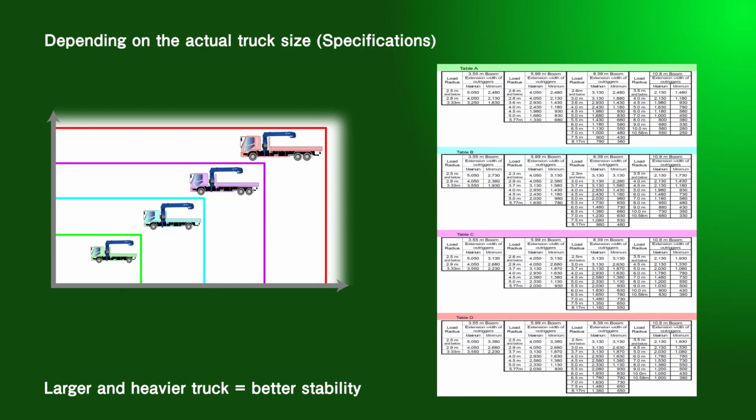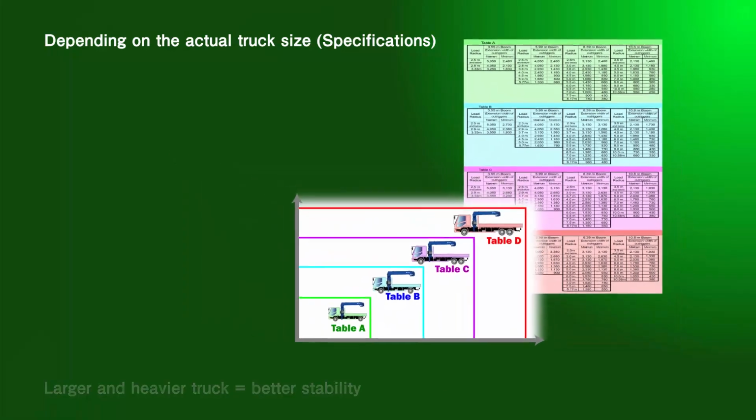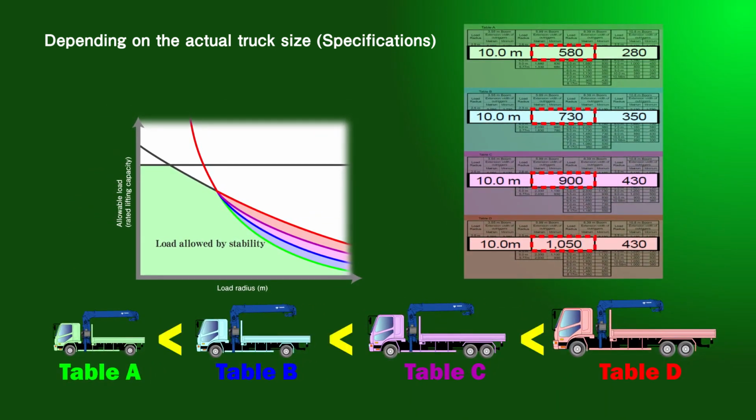Here are some tables of empty chassis rated capacity as determined by truck size. You can see that larger and heavier trucks provide better stability. The empty chassis rated capacity table must be selected according to the actual truck specifications. Note that the empty chassis rated capacity is determined for conditions where there is no load in the truck cargo bed.